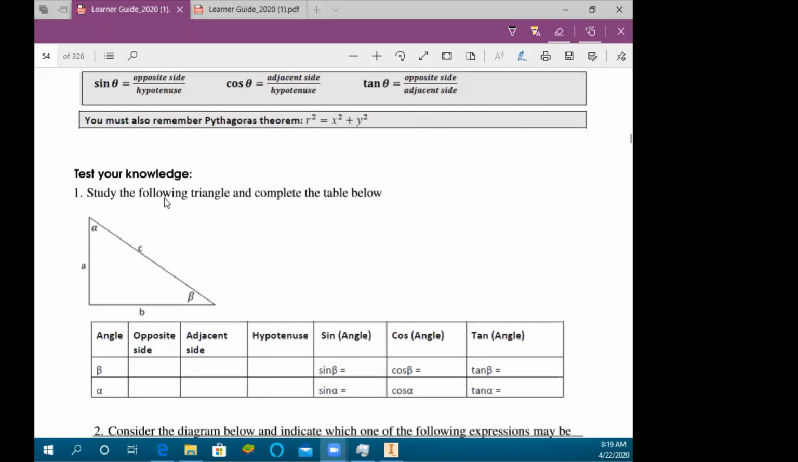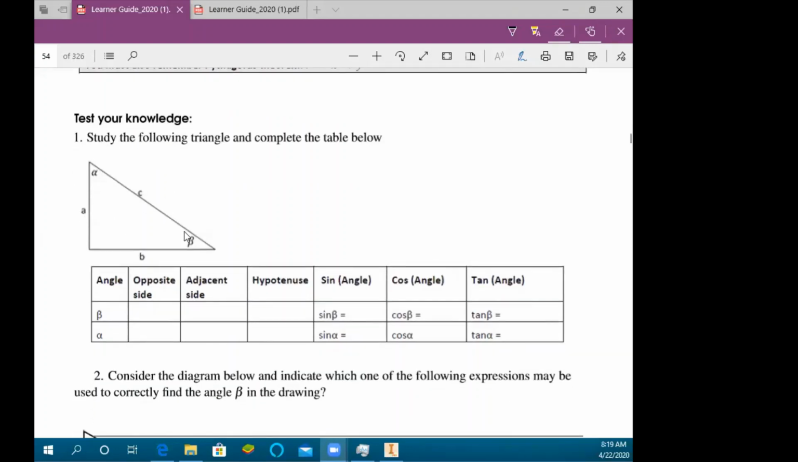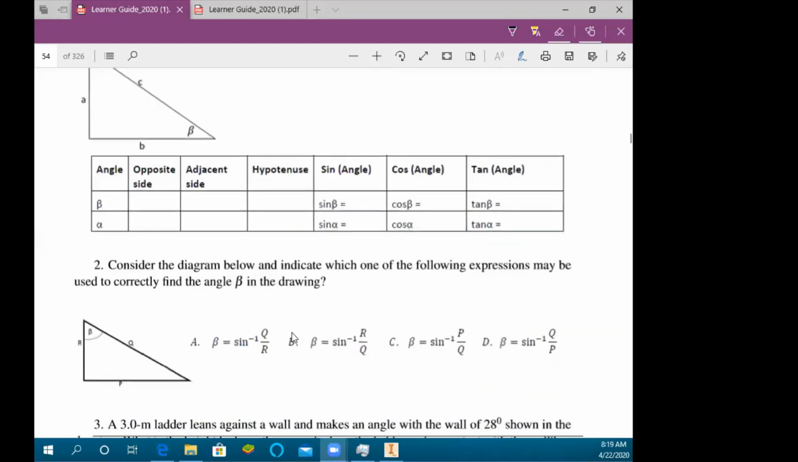So looking at the question, it says study the following triangle and complete the table below. You're given a triangle with, of course, 3 sides, A, B, and C, and we're given 2 angles, alpha and beta. I think you are supposed to complete this table.